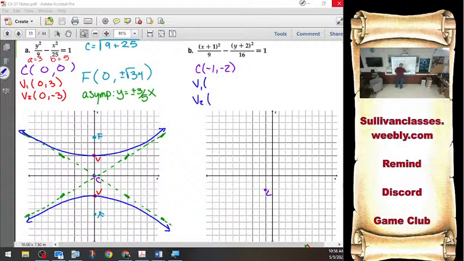I'm going to go 3 to the right of that for a vertex. I'm going to go 3 to the left of that for a vertex. I will write what is 3 left and 3 right of this is at 2, -2, and at -4, -2.